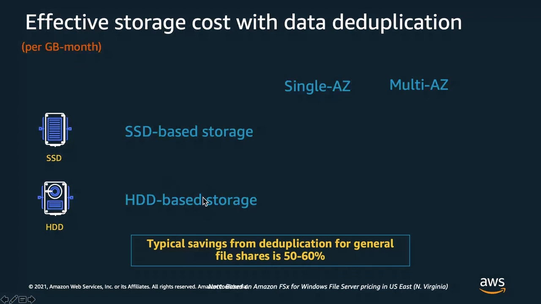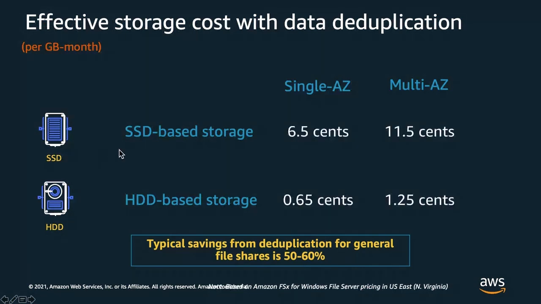From a cost standpoint, since FSx for Windows leverages native Windows deduplication, there's significant savings on the file shares. Assuming around 50 to 60% deduplication on the data that is stored, this is how the costs look. You have two tiers of storage that you could use, SSD or HDD, and these are the costs for single AZ and multi-AZ, assuming 50 to 60% deduplication.